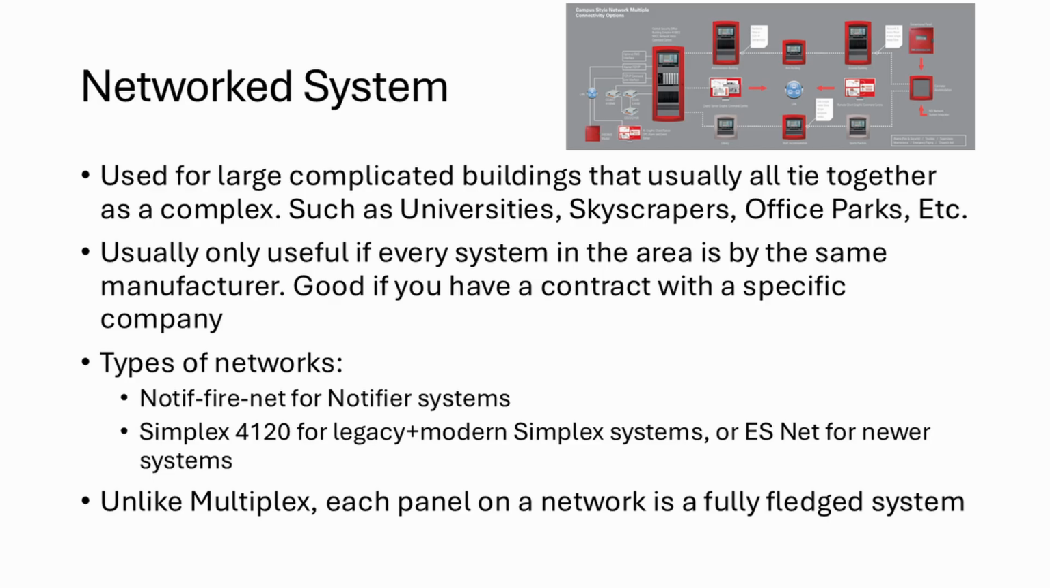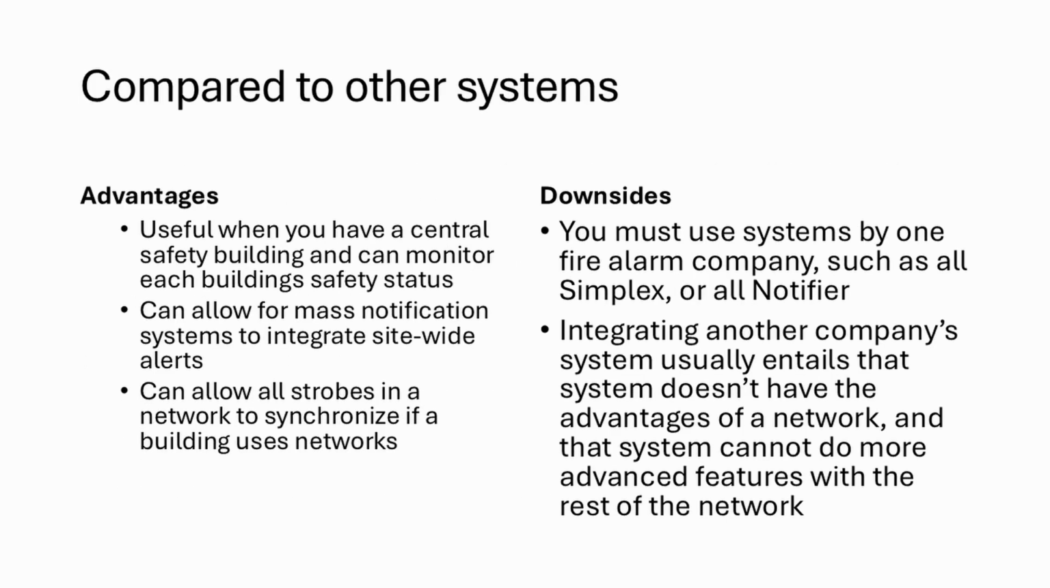Unlike multiplex, each panel on a network is a fully fledged system. Compared to other systems, these are very useful when you have a central safety building and can monitor each building's safety status. They can allow for mass notification systems to integrate site-wide alerts, and can allow all strobes in a network to synchronize if a building uses networks, like when you have a high-rise.